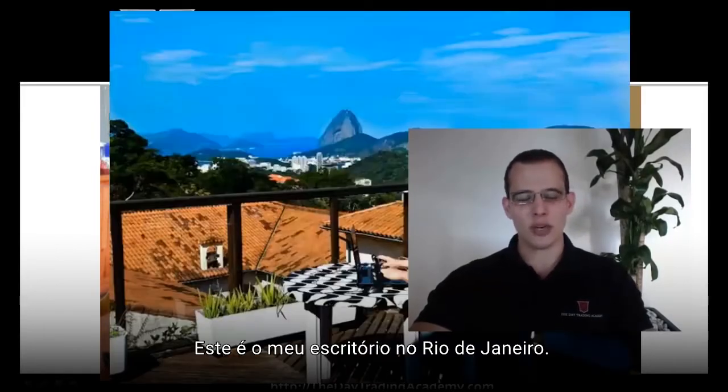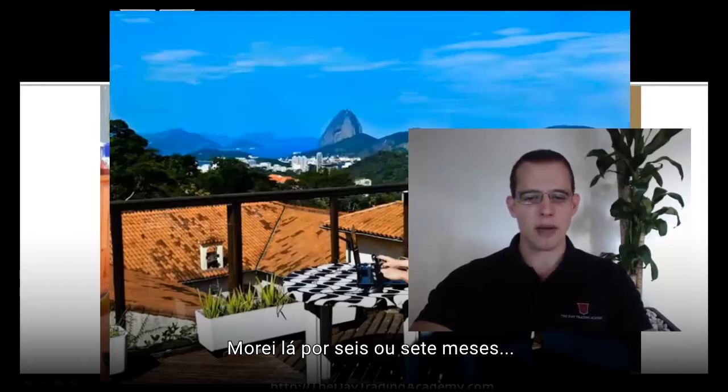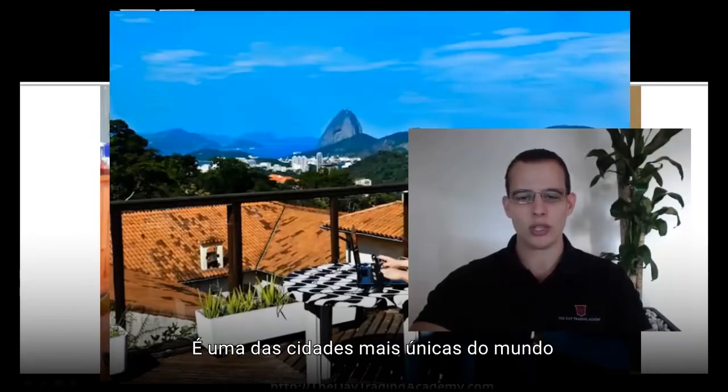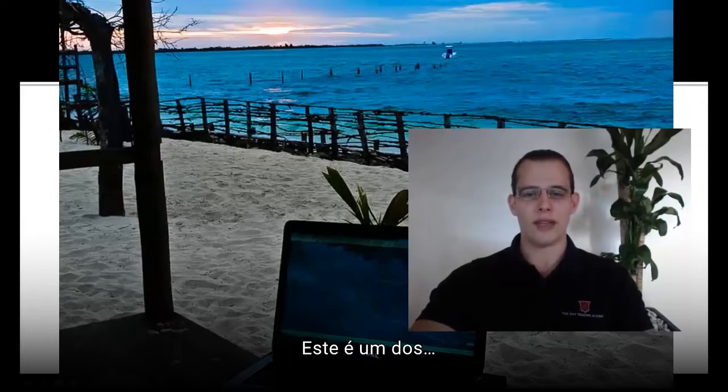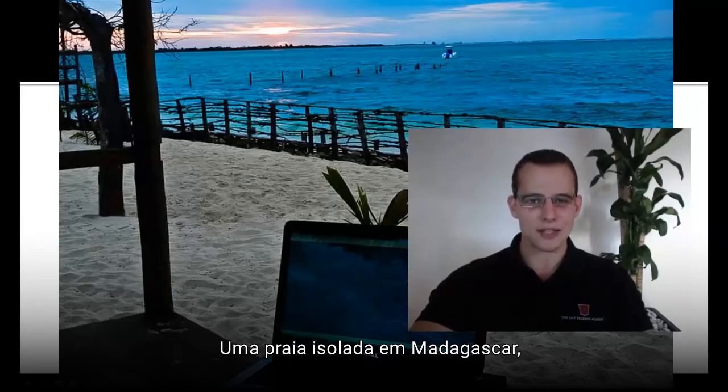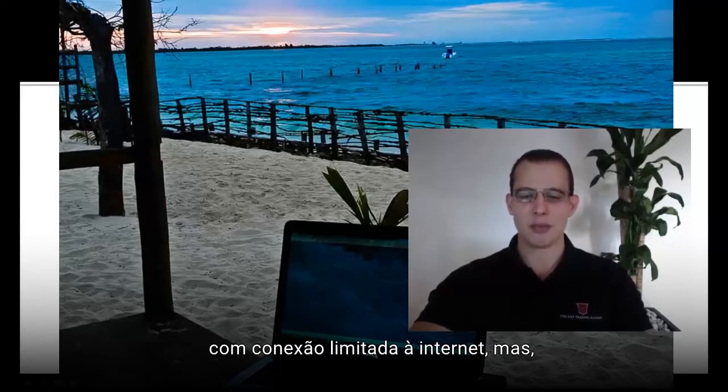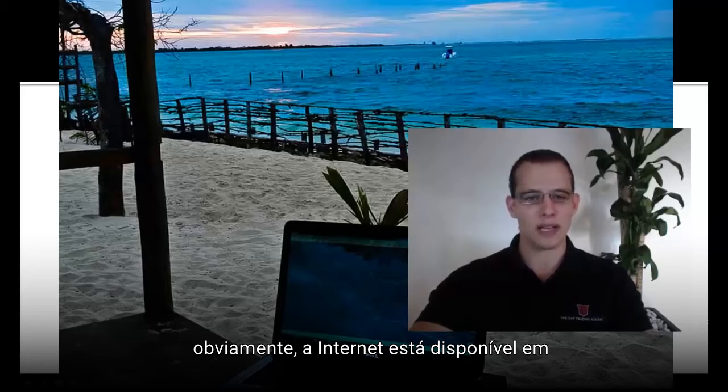This is my office in Rio de Janeiro. I lived there for about 6 or 7 months, one of the most unique cities in the world. I recommend you visit. And this is an isolated beach in Madagascar. Limited internet connection, but obviously now internet is pretty available around the world.